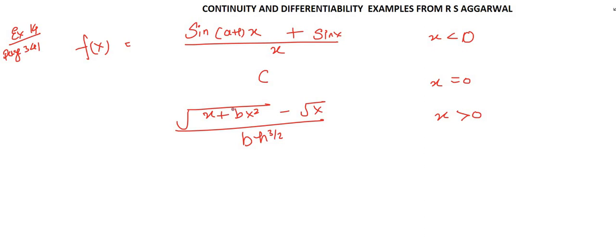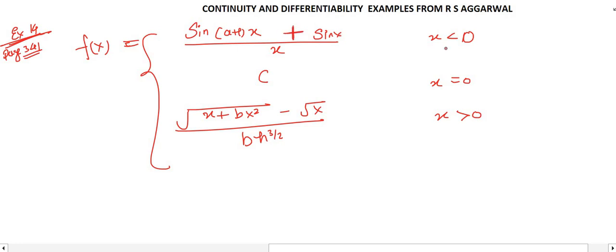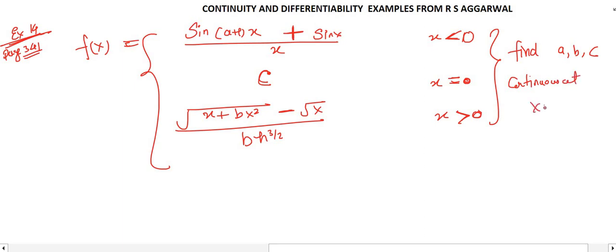Hey everyone, this is example number 14 from R S Aggarwal, page 341. So this is the question. f(x) is (sin((a+1)x) + sin x)/x when x is less than 0. It is c when x is equal to 0. It is (sqrt(x + bx²) - sqrt(x))/(b x^(3/2)) when x is more than 0. So they are saying you have to find a, b, c. It is giving that the function is continuous at x equal to 0.